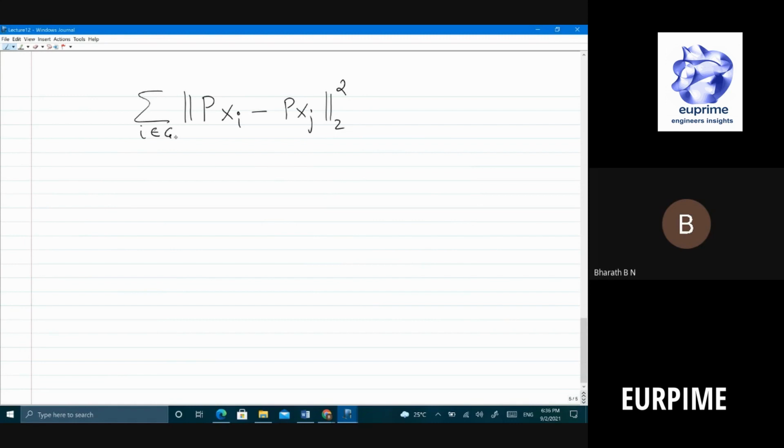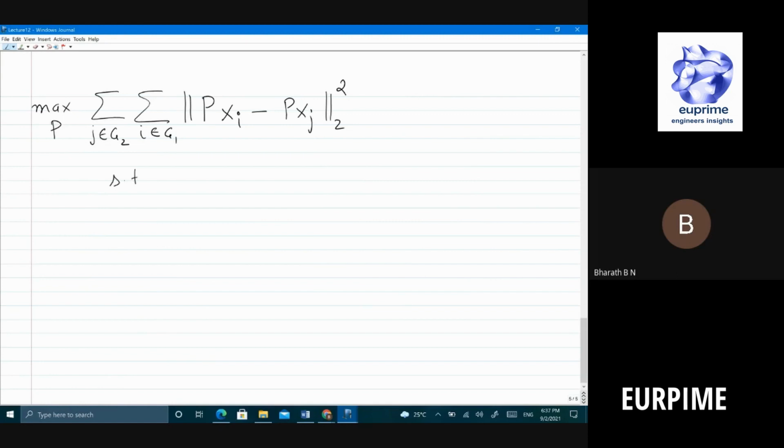Let me call this cluster 1. Cluster 1 is, for example, 1, 2, 3, 4 till 10, and I should sum it over all j in cluster 2, right? It will give me the sum of the distances across all possible points across the two clusters. Do you agree? In practice, people won't do this, but this is one way of posing the problem. Now, I want to ensure that this is as large as possible. So I have to figure out a matrix P such that the separation is as large as possible.